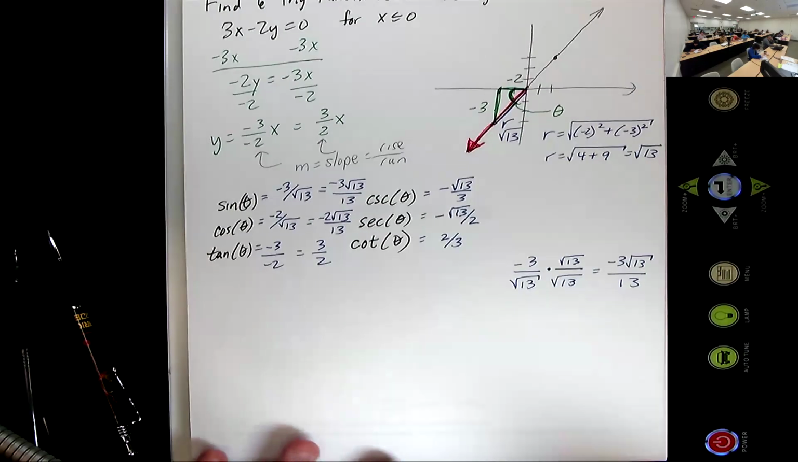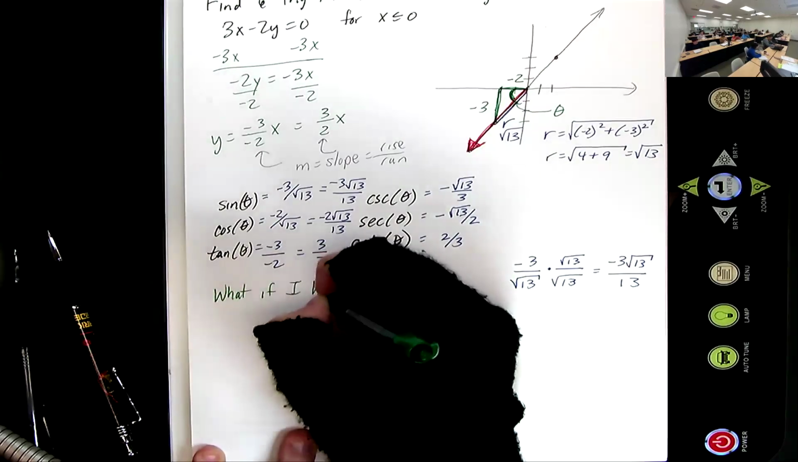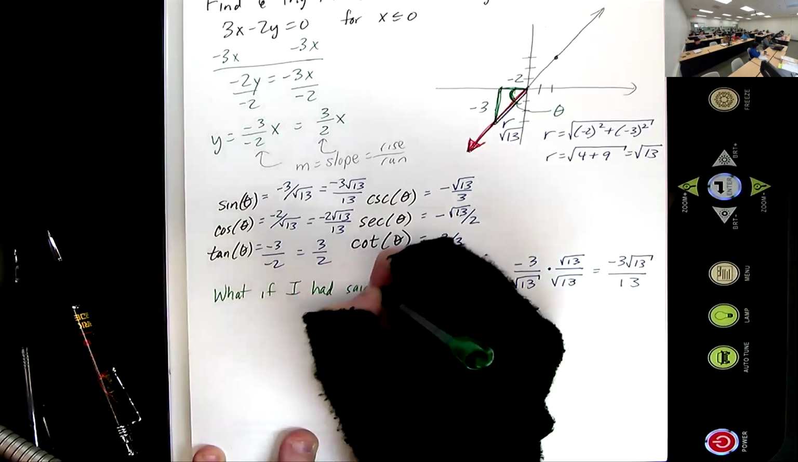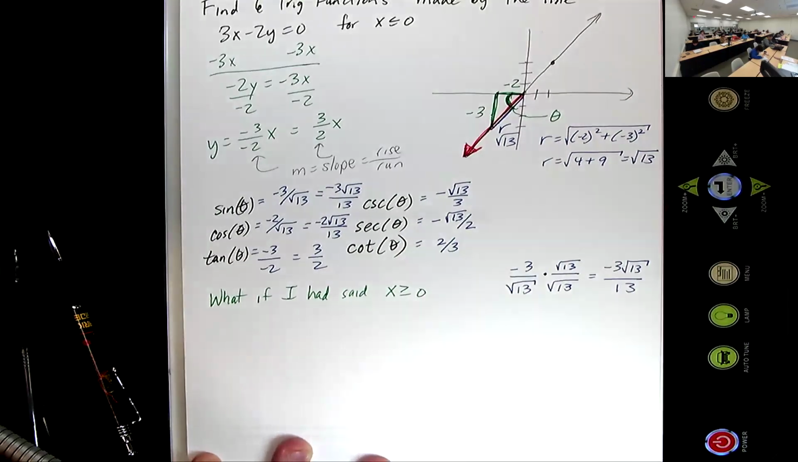What if I had said x was greater than or equal to 0? I'm kind of pulling stuff from 5.3. I looked ahead at 5.3. Some of the stuff I've already said is in 5.3. So I may not finish 5.2 today, but 5.3 is going to be shorter when we do it on Thursday.